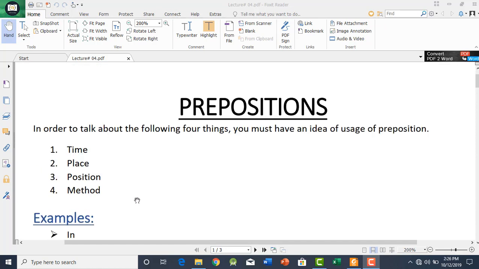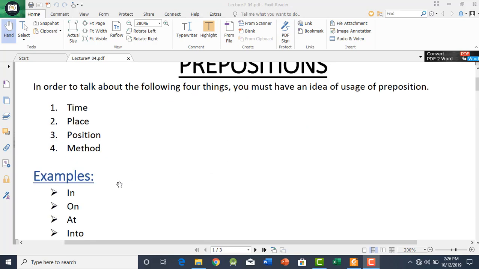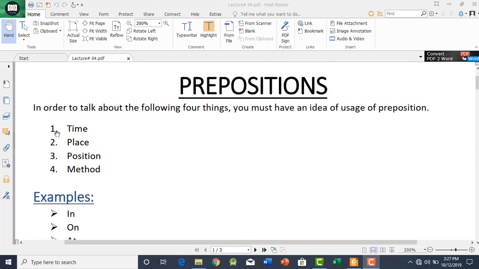So you should see this kind of examples. These are some common kinds of examples of prepositions. These are the most common words, and the other examples are also part of prepositions, but these are some common ones: in, on, at, into, to, for, and from. And these are the four things.